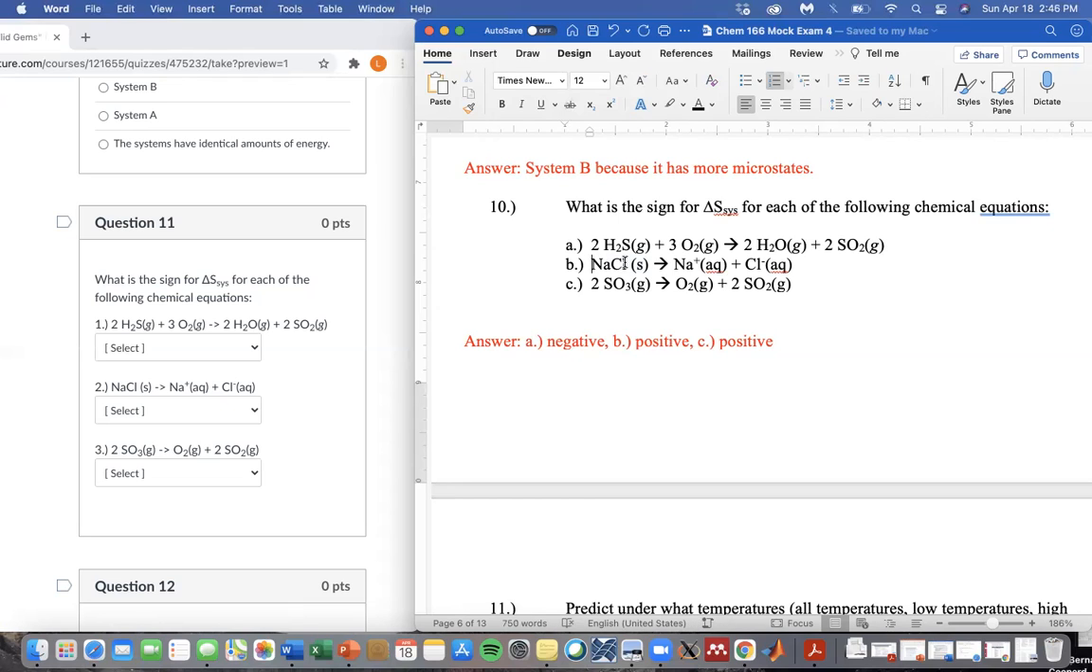And then pretty similarly to the first problem, for C, everything is gaseous, so it doesn't really help you to look at state changes. It just helps you to look at what number of moles you have on each side. So you go from 2 SO3 on the reactant side to having 1 mole of oxygen and then 2 moles of SO2. And so because you're forming 3 moles of gas as opposed to 2 moles of gas, you're going to be going towards a state that has more entropy. So your delta S is positive for C.